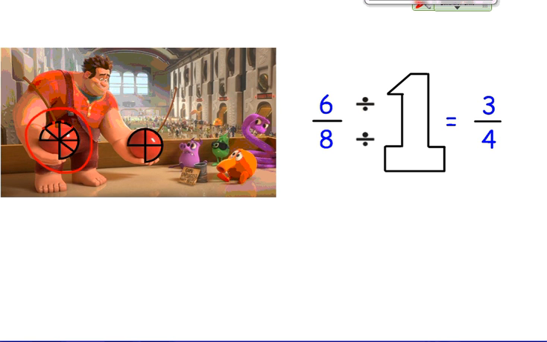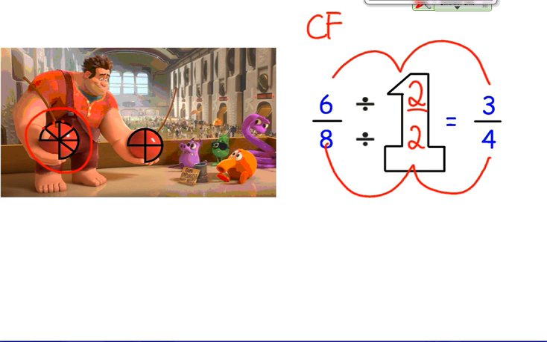Once again, we want to find a common factor, right? CF, common factor. And in this case, 6 and 8 are both even numbers. So I can say, okay, I'm going to divide 6 by 2. And I'm going to divide 8 by 2. And 6 divided by 2 equals 3, just like 8 divided by 2 equals 4. And so you've taken the fraction 6 8s and you've reduced it down to 3/4.